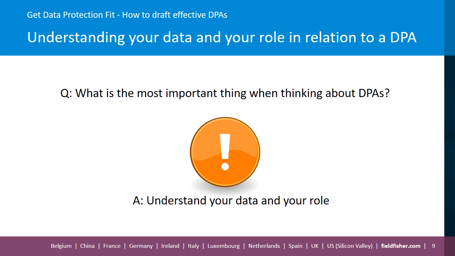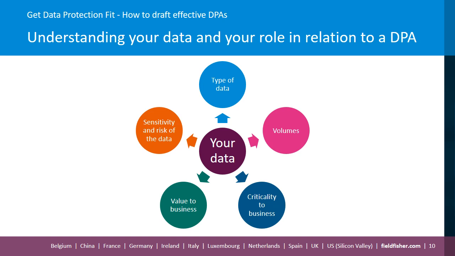So when looking at the data, what are we going to be asking about? Well, we want to understand what type of data is it? Who is the personal data about? Is it about our employees? Is it about customers? Other third parties? What volumes is this data in? If it's fairly low volumes, we can be a bit more relaxed when we're reviewing the DPA terms. High volumes of data, then we'll want to look at the terms with a greater level of scrutiny. We might want to have enhanced audit rights, for example.